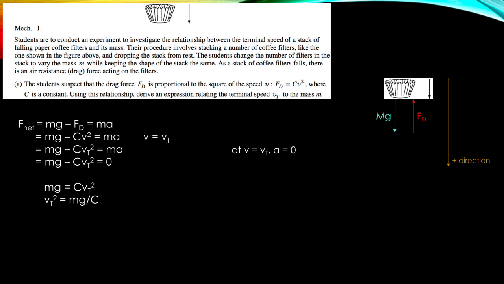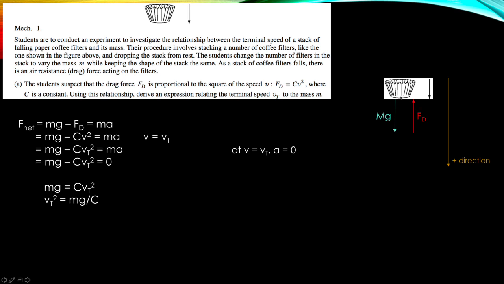So here's part A. Part A basically says the students suspect that the drag force Fd is proportional to the square of the speed v, so Fd is equal to cv squared, where c is a constant. And using this relationship, we have to derive an expression relating the terminal speed vt to the mass m.